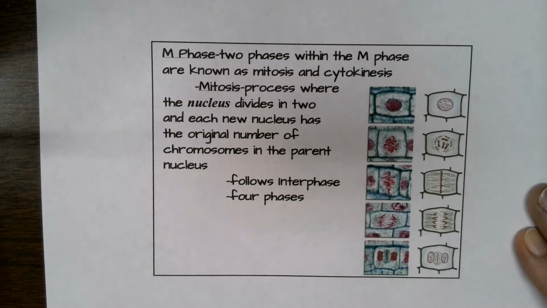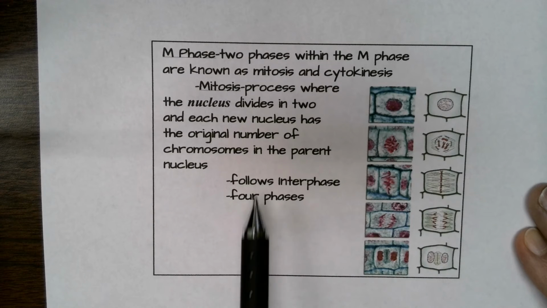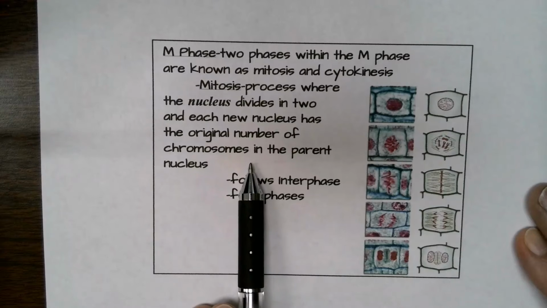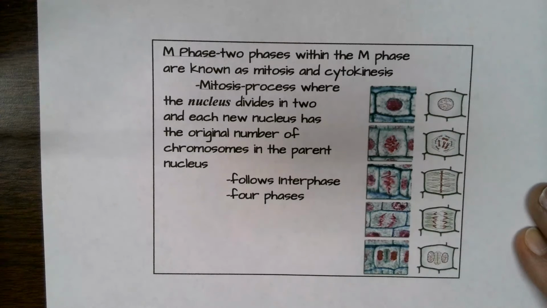You might want to make yourself a note that just reminds you that mitosis is only technically the division of the nucleus. Sometimes you hear it referred to with cell division, but it's really just nuclear division, okay? So after mitosis, there are two new nuclei that are genetically identical to the parent nucleus, okay? It's going to follow interphase, and it's split into four phases.